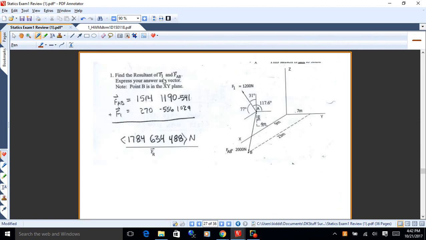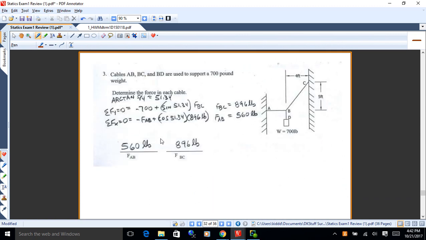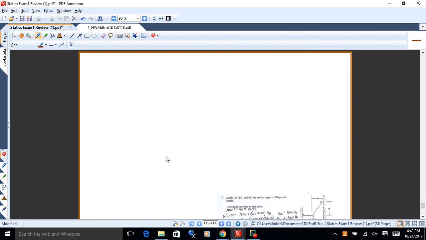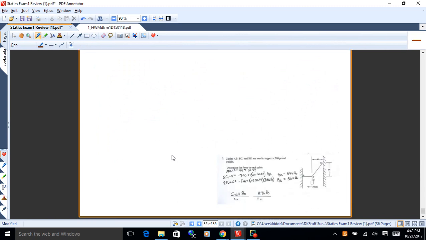Here's another problem finding the resultant of F1 and FAB. So you just find each of the vectors, add them together, and get the total. And then finally we have a two-dimensional equilibrium problem, where I want you to find the force in AB and the force in BC. So those are just some problems off of old tests. You should certainly study more than just those. That's just some examples of what the test might look like, so you have an idea of what to expect.